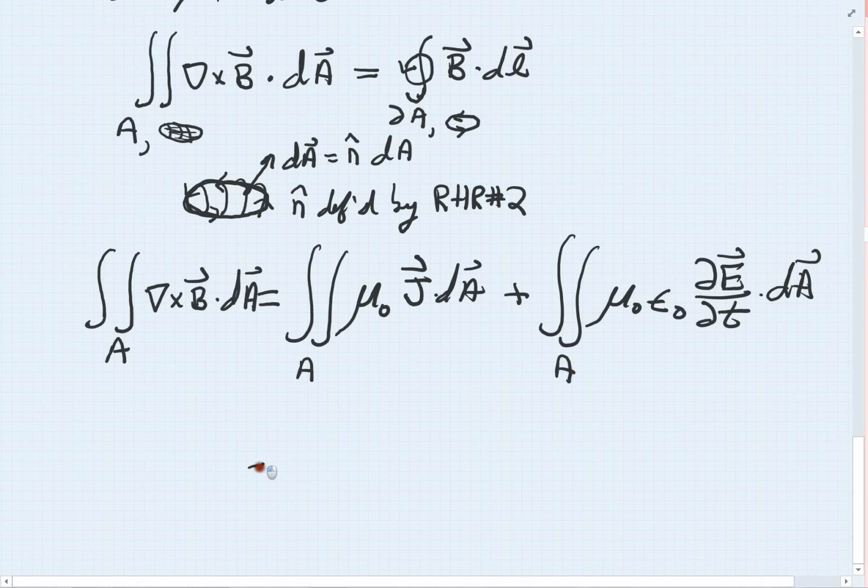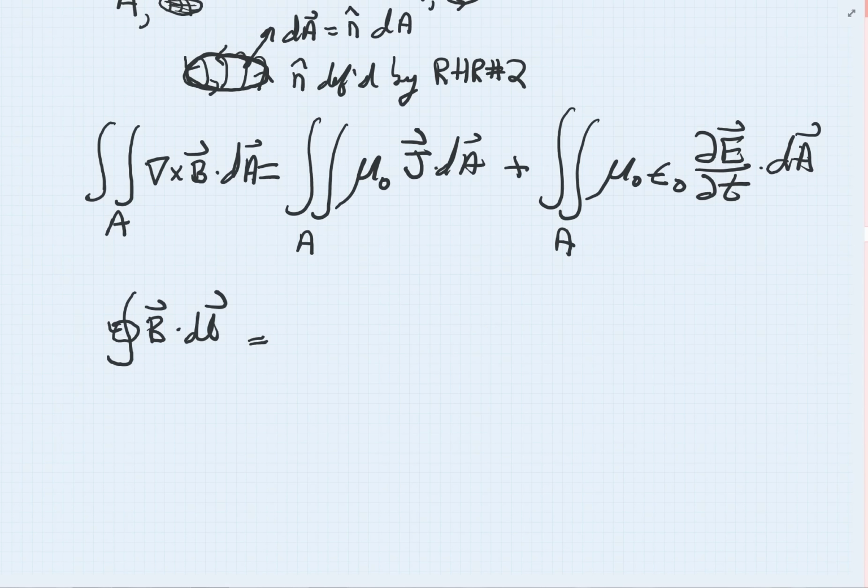The next thing that we do is we use our Stokes theorem. We know then the integral of the curl over the area A is just going to give me the line integral about the boundary of that area. So this becomes then the directed line integral, according to right-hand rule 2, of the magnetic field B dot dl.